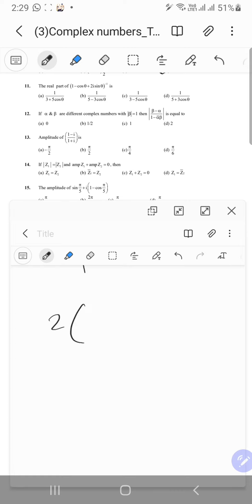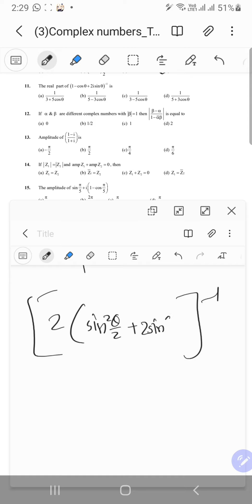So let's take 2 common, and everything is in power negative 1. So 1 minus cosine upon 2 is just sine squared of theta by 2, plus, that 2 is gone, but this thing can be written as 2 sine theta by 2 cosine theta by 2 iota. Well, it's not working. Now what? It should be 4 over there. Well, that's not nice. So now what?